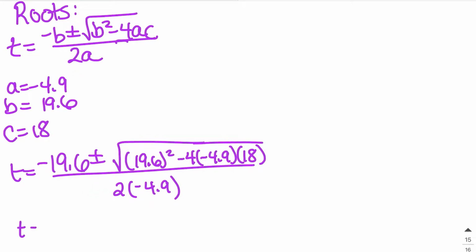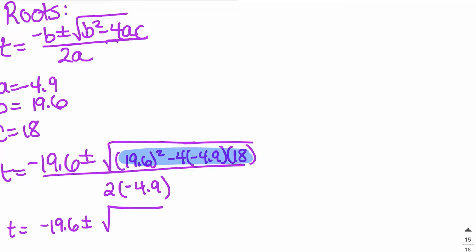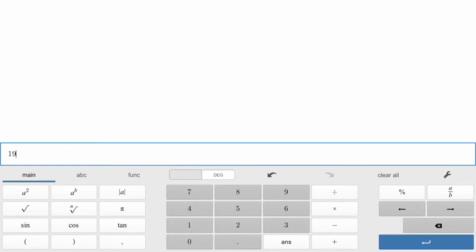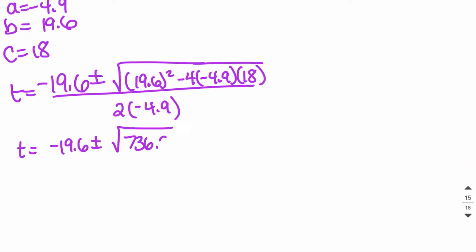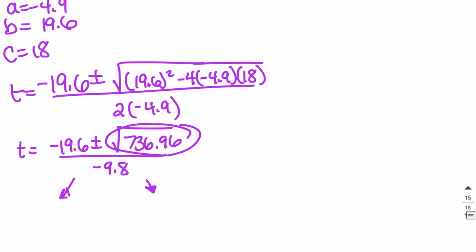Okay? So right here I get negative 19.6 plus or minus the square root of, I'm going to type this all into my calculator and see what I get. I'm going to type in 19.6 squared minus 4 times negative 4.9 times 18, and I end up getting 736.96. And that's all over 2 times negative 4.9, which is negative 9.8. Now I'm just going to get my two answers by plugging this into my calculator. Notice how I have not actually typed this into my calculator. I'm going to type the whole entire fraction into my calculator.